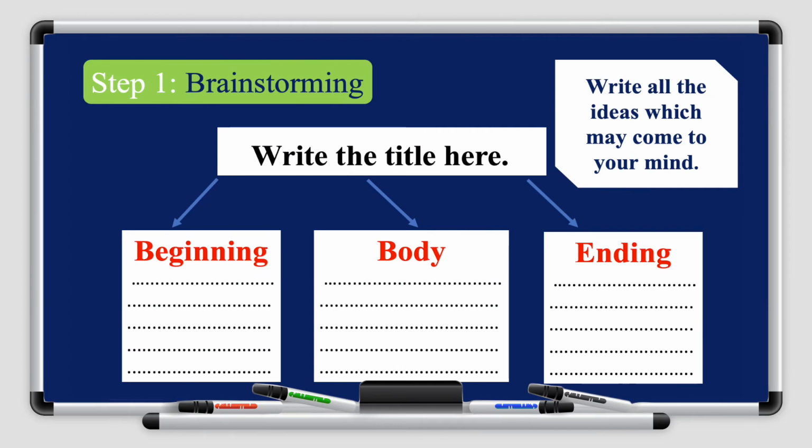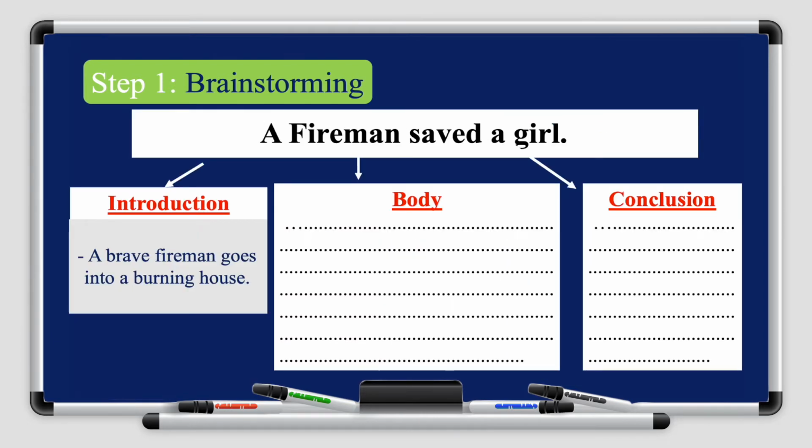Now we are back. So let's start with the first step, which is brainstorming. Okay? First of all, my topic is a fireman saved a girl. So here, this is my topic. What is my introduction? A brave fireman goes into a burning house. So this is the first thing that happened, my topic sentence.